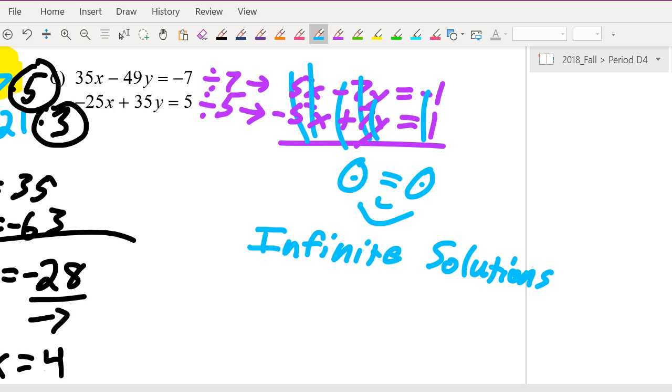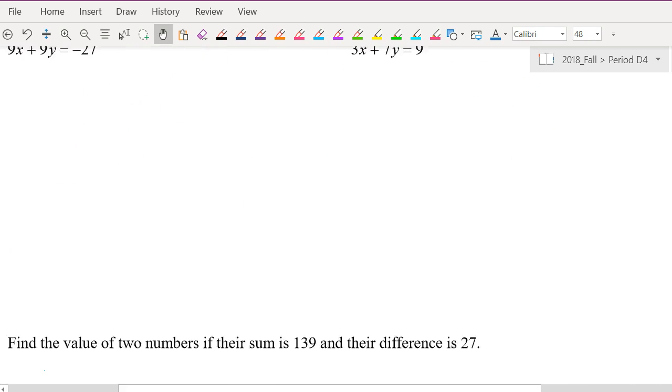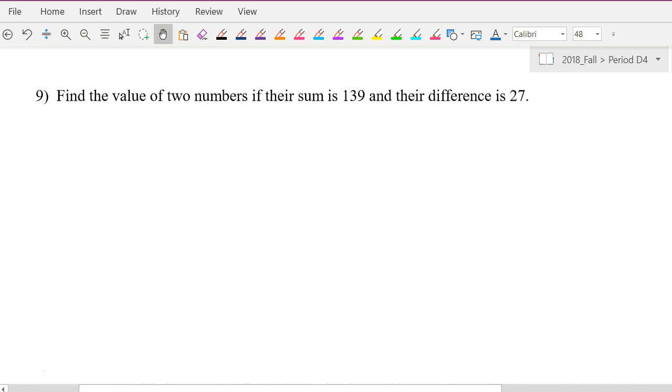So it's infinite solutions. Alrighty, let's skip the next 2, and then we're going to do our 2 word problems. All right, who wants to do this one? These are fun.